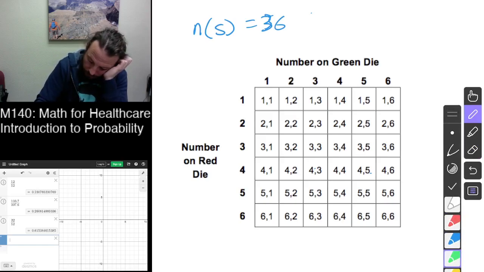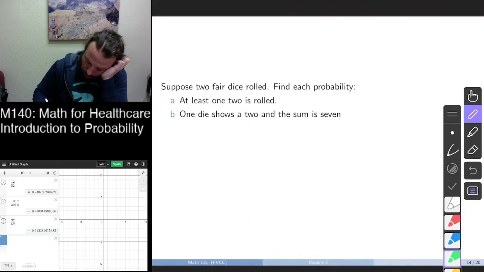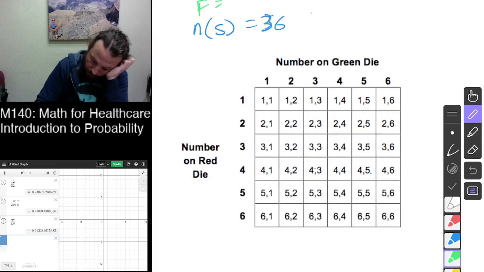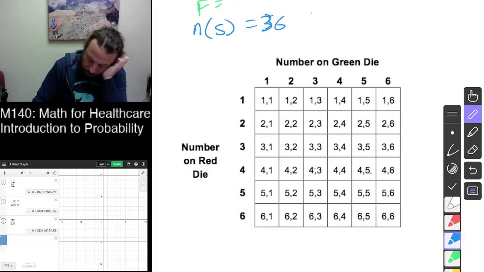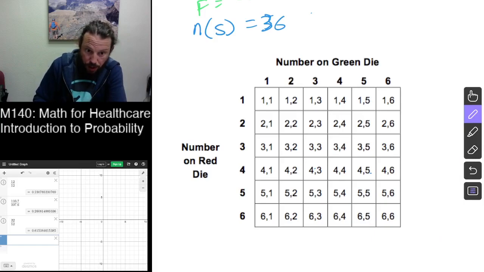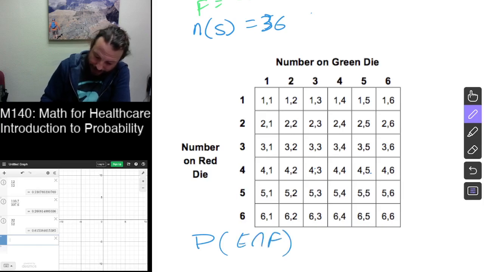One die shows at least... At least 1 die shows a 2. And we'll let F be the event: the sum is even. And what they're asking us to find is the probability of E intersect F, because it's "and."